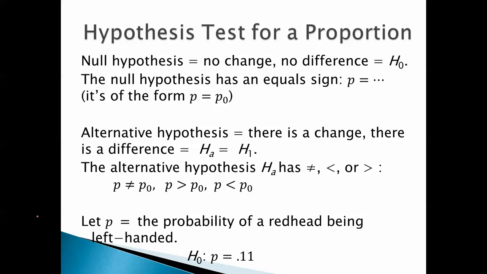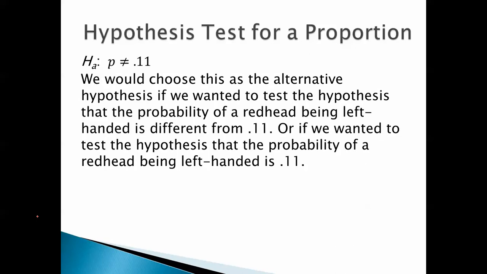A way to represent this symbolically would be: let p equal the probability of a redhead being left-handed. H sub 0: p equals 0.11. Now, there are different possibilities for the alternative hypothesis. P does not equal 0.11.